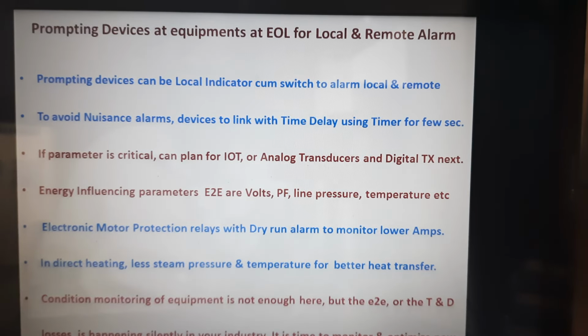So ultimately, the bottom line is prompting devices at the equipment. We call it EOL, end of line resistors, which we use on the safety side, especially in the electrical safety network. It is an end of line. What are the prompting devices to be kept as local and remote alarms? The prompting devices can be a local indicator or a local push switch with the alarm, local or remote, audible alarm or visible alarm, local or remote also.